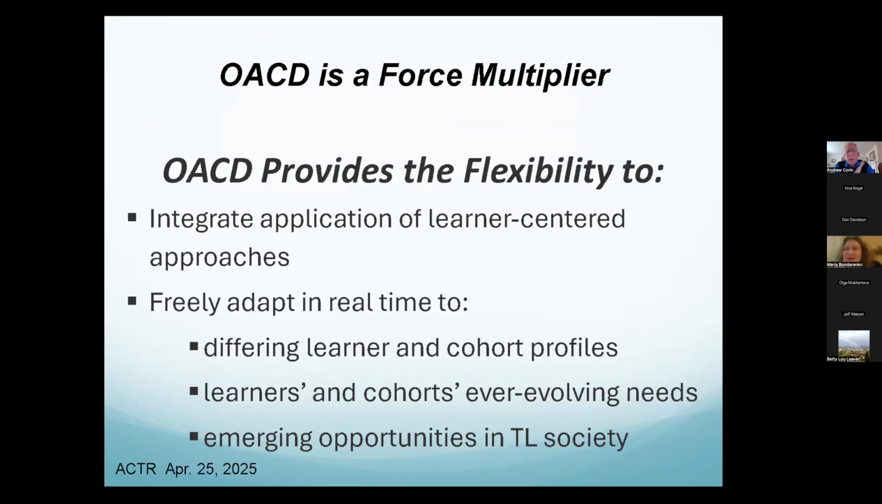And here's the big one: to freely adapt in real time, not waiting for your next iteration, not doing a lot of planning in between. You can adapt in real time to your different learner and cohort profiles. Your learners' needs are constantly evolving, and you can adjust to those needs essentially on an as-needed basis, and to emerging opportunities in the target language society.